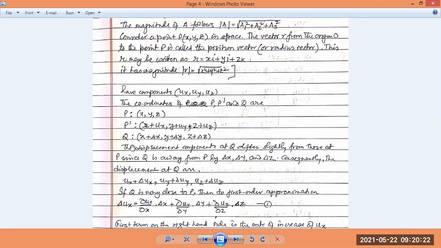Q we have decided as infinitesimally close to P, so its coordinates will not be equal to P, but slightly different from P, with x plus delta x, y plus delta y, z plus delta z itself.